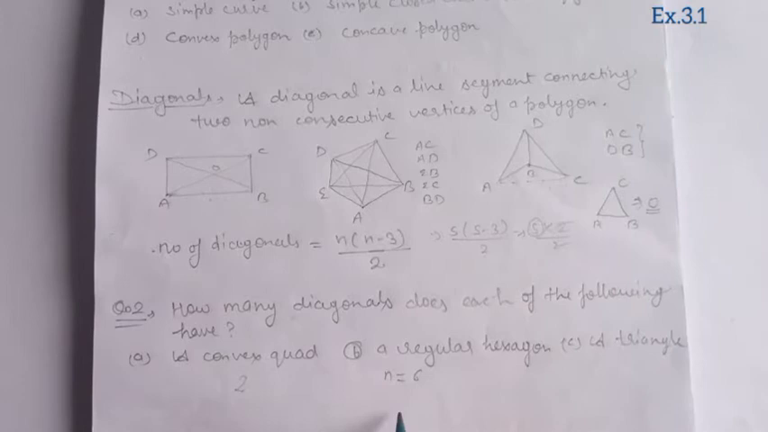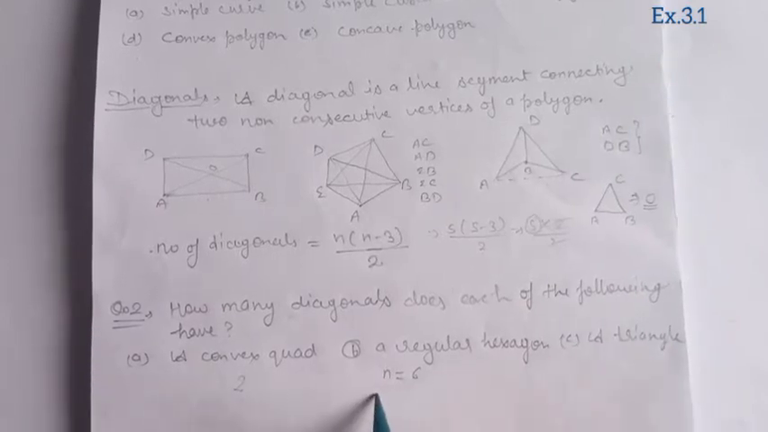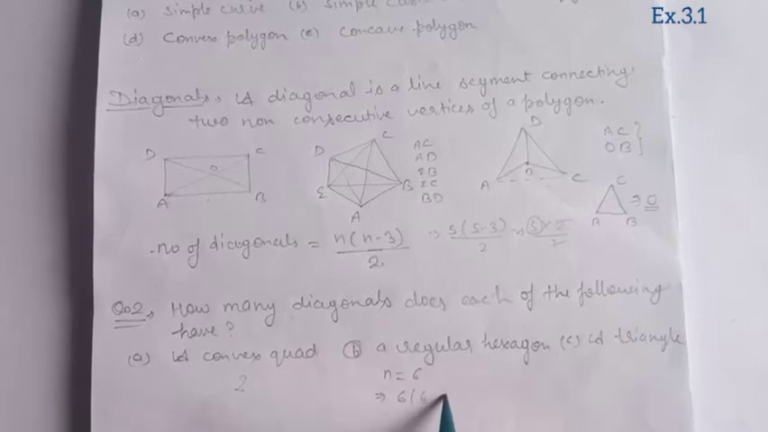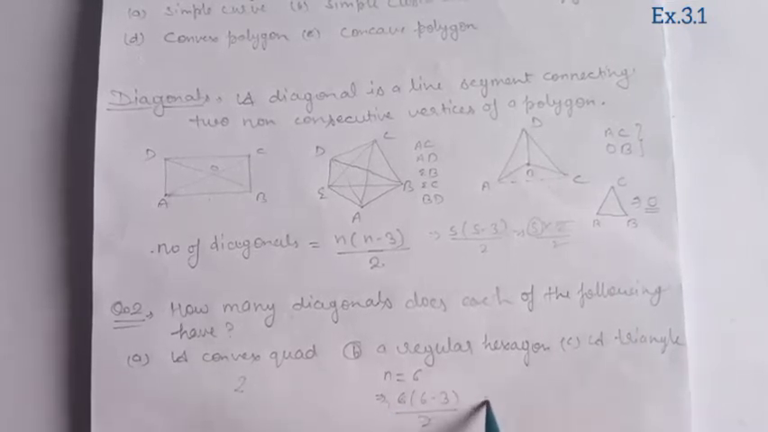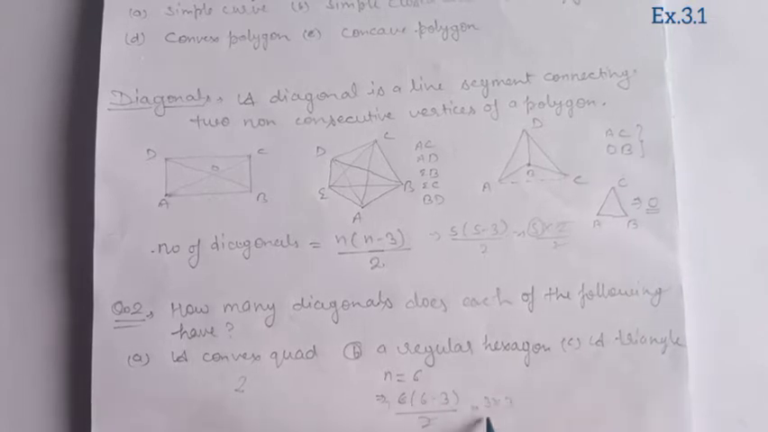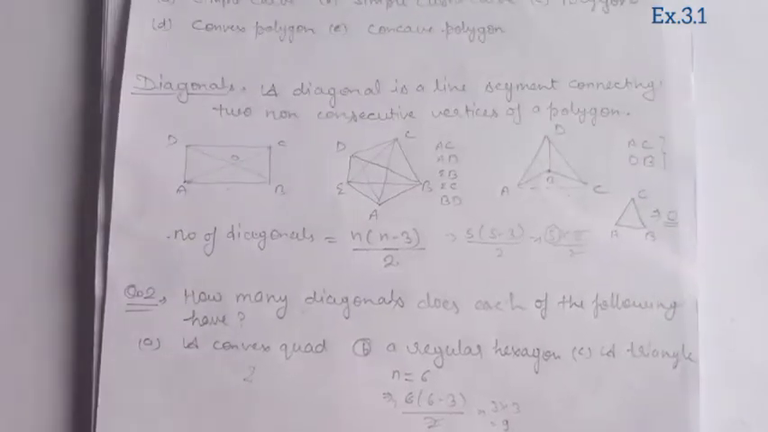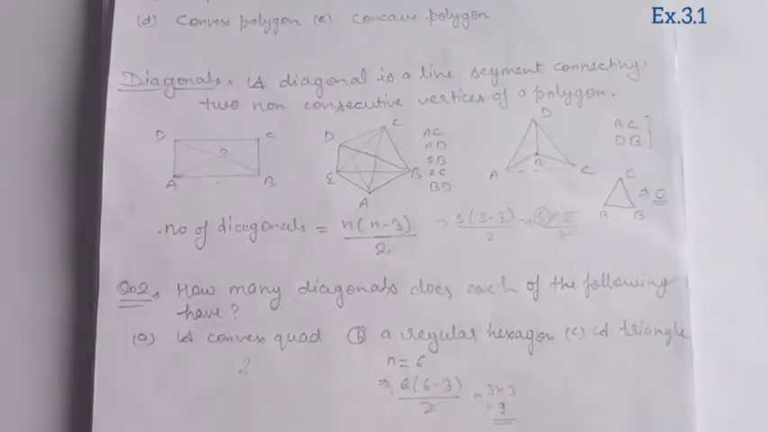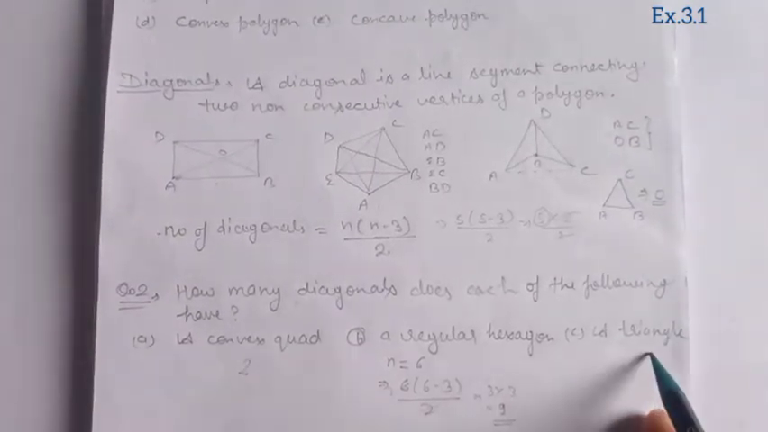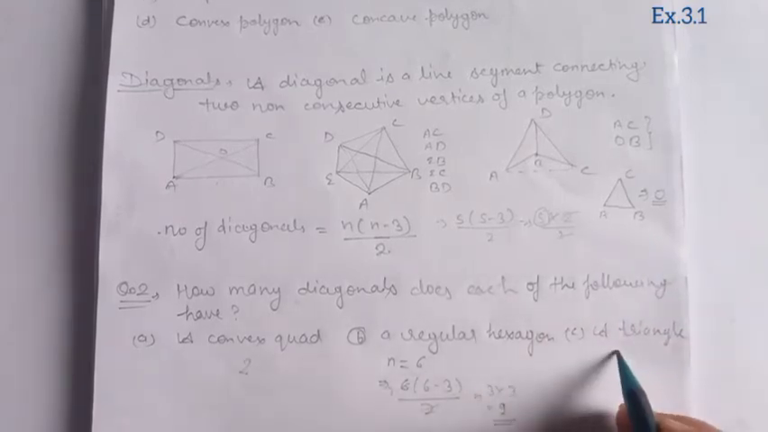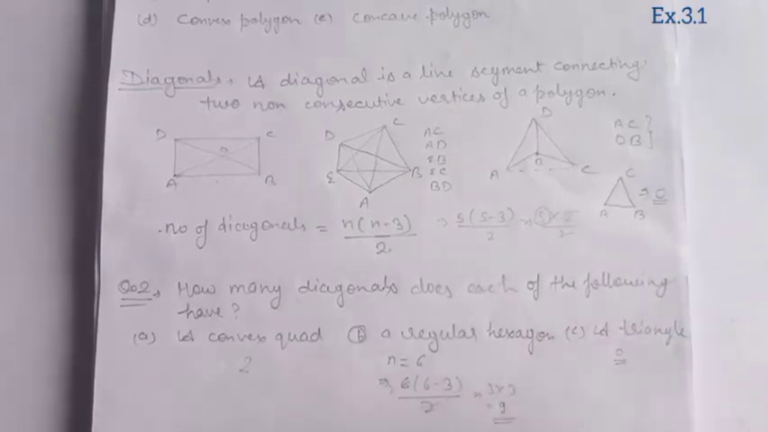So now just put the formula. By using this formula, 6 minus 3 divided by 2, 2 3s are 6, so 3 into 6 minus 3 is 3, means 9 diagonals a hexagon has. Okay, and last is a triangle. Already said to you that in a triangle there is no diagonal, so we'll write 0 here.